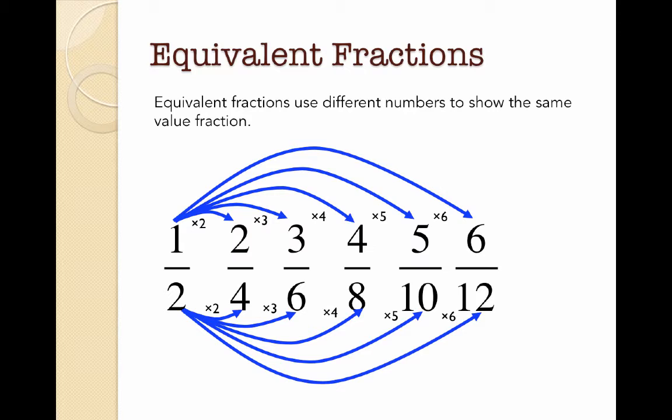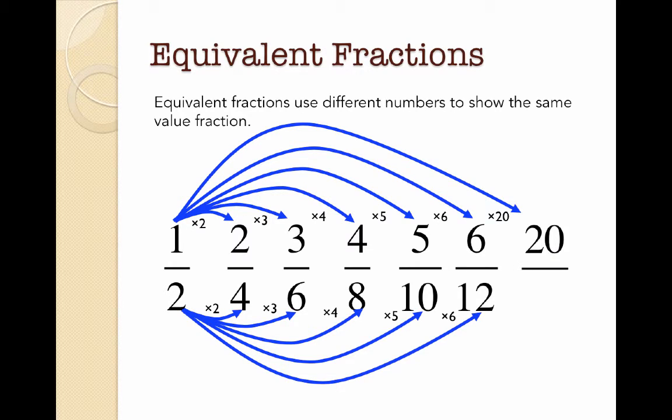So let's say I wanted to make something by multiplying the numerator by 20, getting 20, and I'd have to do the same to the denominator to get a denominator of 40. 20/40 is an equivalent fraction to all those other fractions you see on your screen.